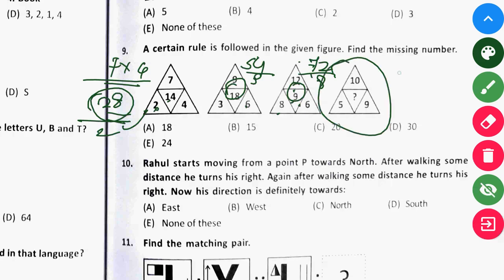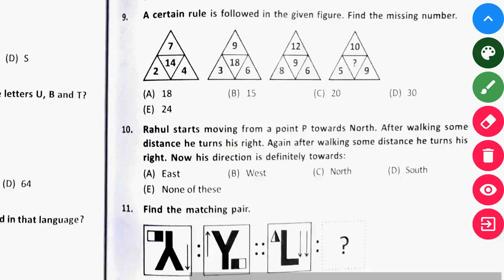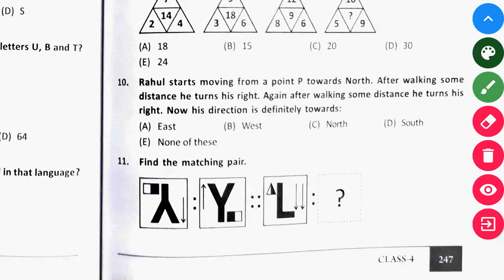So here you can find the answer. 10 multiplied by 9 divided by 5 is your answer. So this is also for homework. Okay. You can divide 90 by 5.